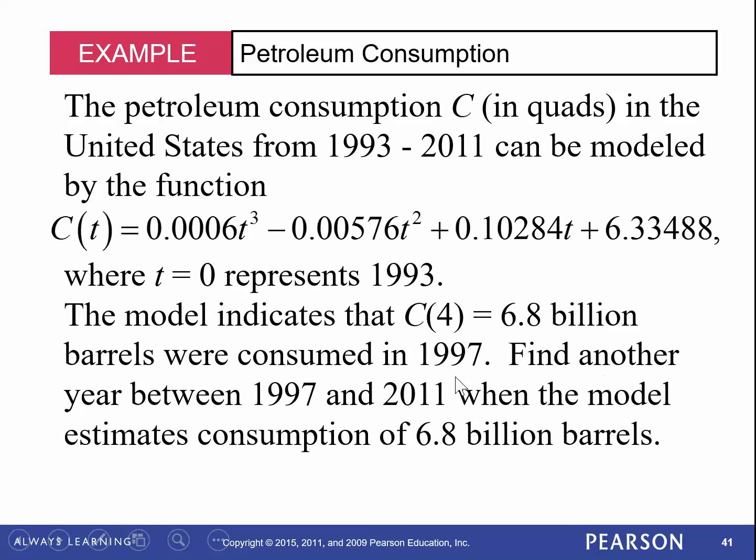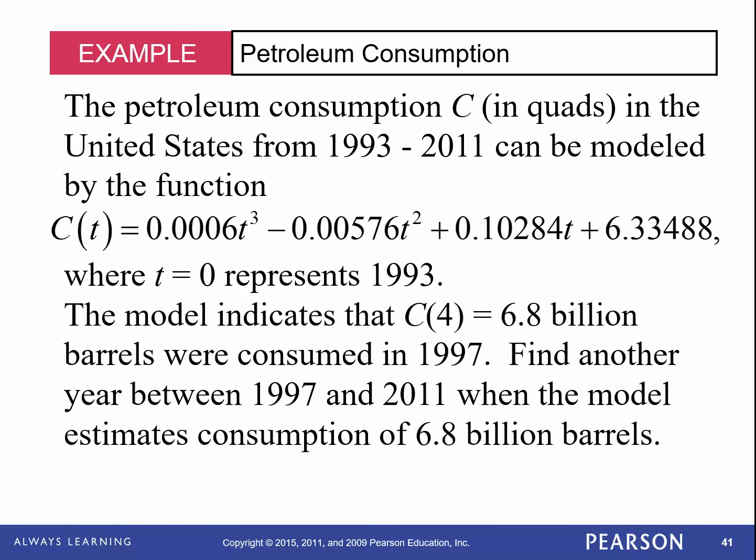So now we want to find another year between 1997 and 2011 where the model estimates consumption of 6.8 billion barrels. Again, this is the example problem. Haven't even got to the practice problem. This is for us to, don't write, just kind of think with me here. Okay, so C of 4 is equal to 6.8 billion, is that right? That's the remainder. There's a little tricky part to this here.